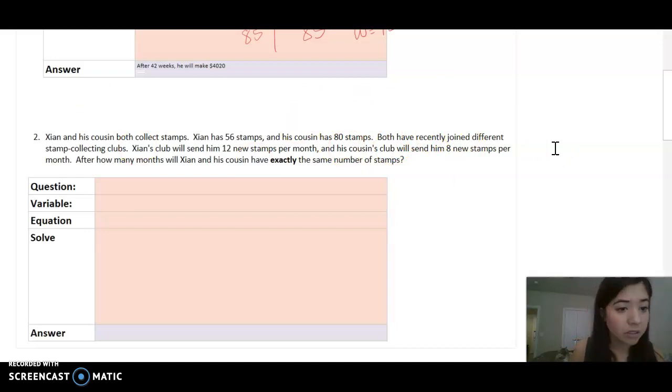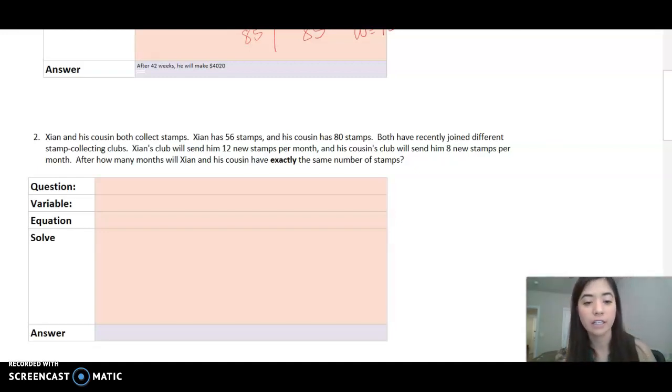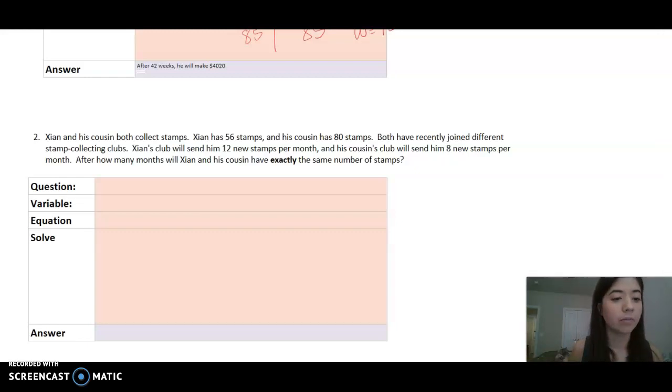We have Zion and his cousin both collect stamps. Zion has 56 stamps, and his cousin has 80 stamps. Both have recently joined different stamp collecting clubs. Zion's club will send him 12 new stamps per month, and his cousin's club will send him 8 new stamps per month. After how many months will Zion and his cousin have exactly the same number of stamps?